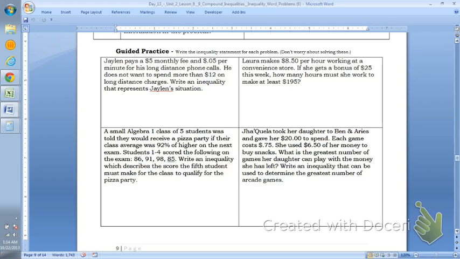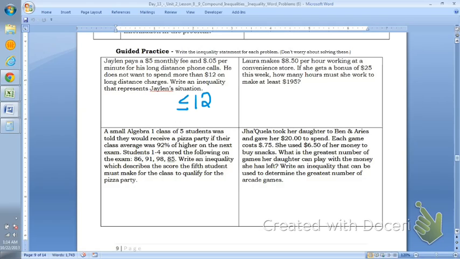Jalen pays a $5 monthly fee and 5 cents per minute for his long-distance phone calls. He does not want to spend more than $12, so it looks like he's buying a service. And he doesn't want to spend more than the $12 on long-distance charges. So he needs to stay less than or equal to $12. This is the maximum.